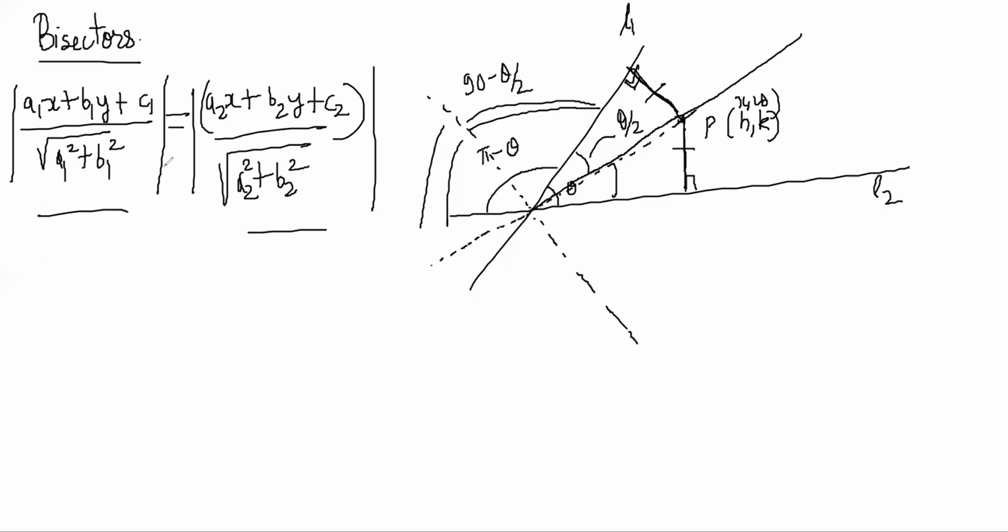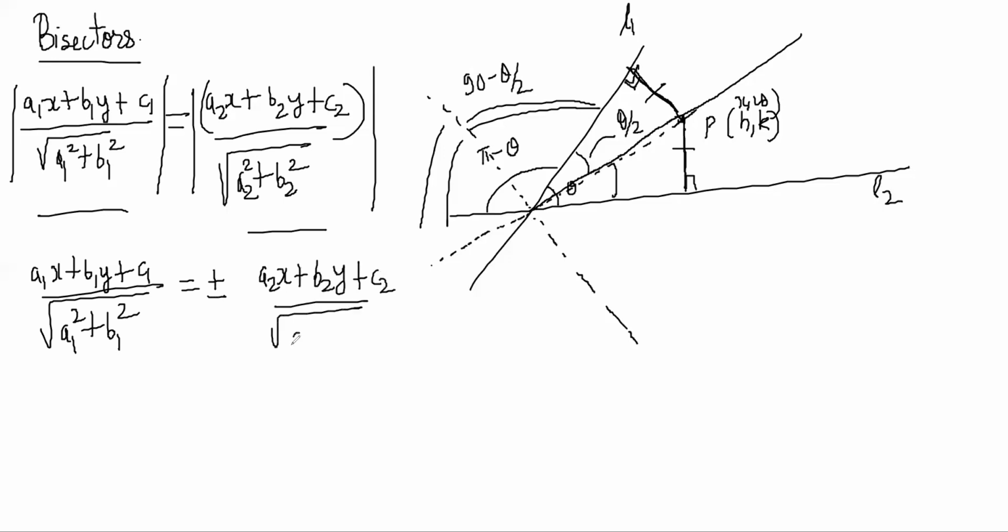Now, if this is true, then if you remove the mod sign, the equation will look something like this: (A1x + B1y + C1) by root of A1 square plus B1 square is equal to plus minus (A2x + B2y + C2) by root of A2 square plus B2 square. Plus minus because the signs could be opposite or the same, right? So this will give two straight lines. There are two straight line equations that come from here, right? Two straight lines. So that is one bisector.